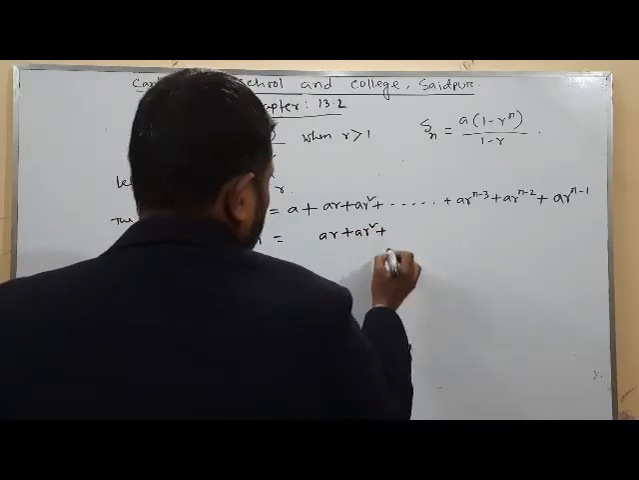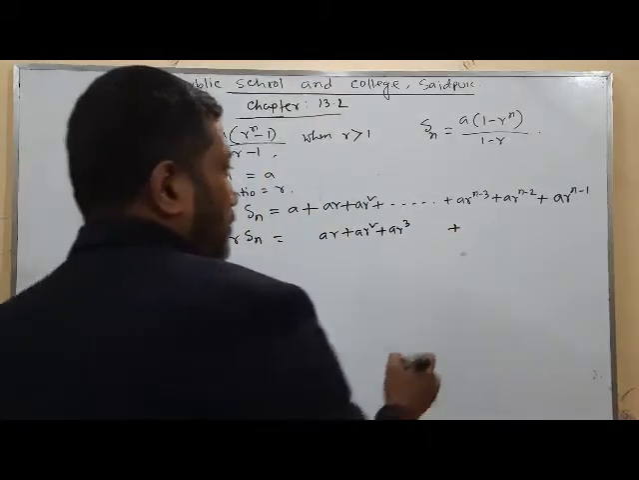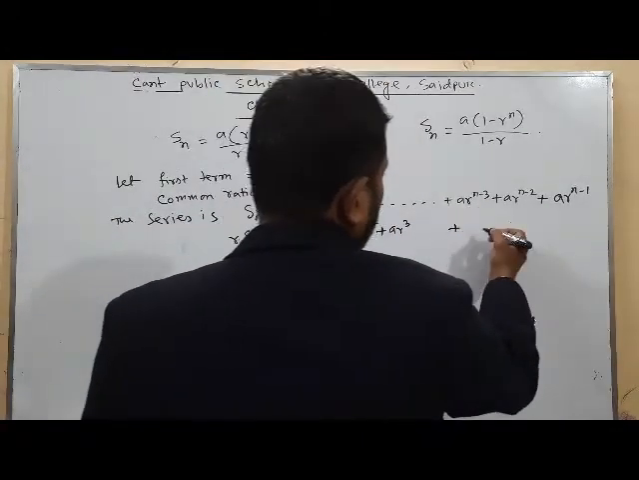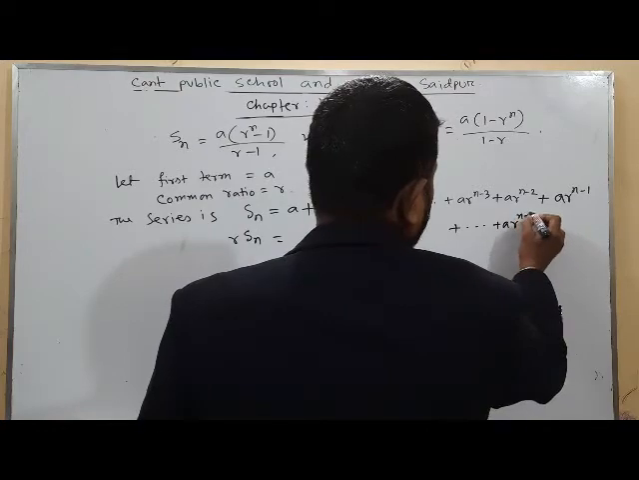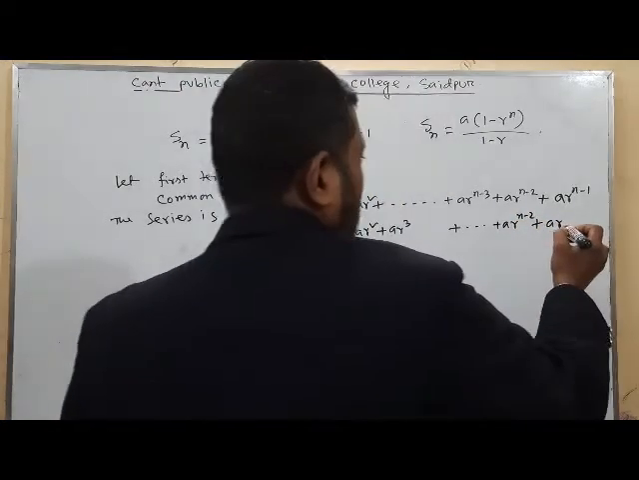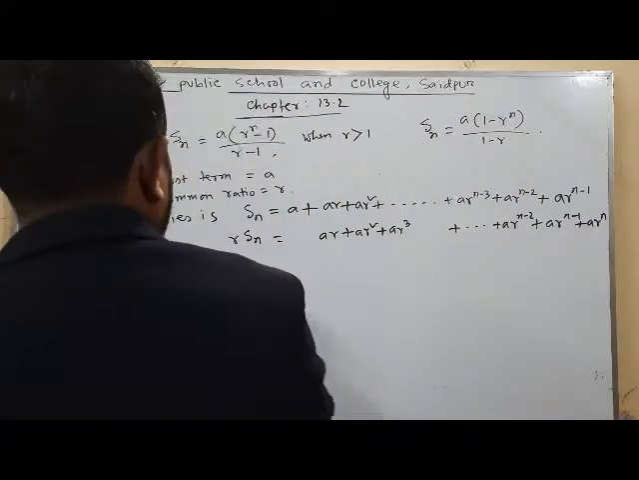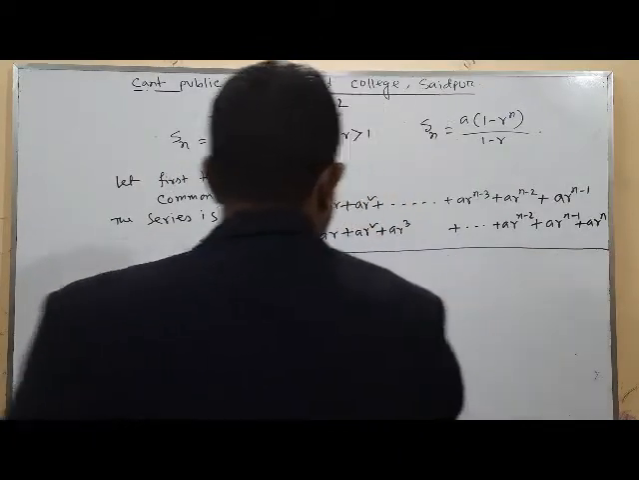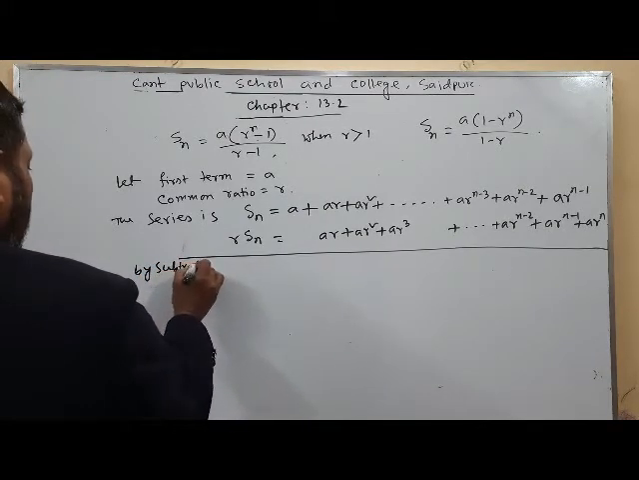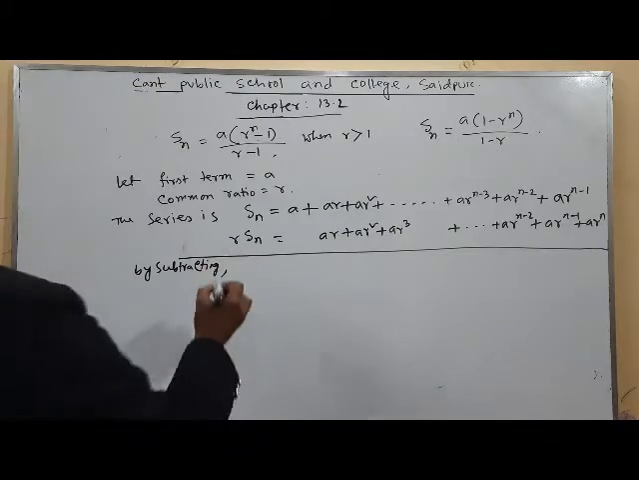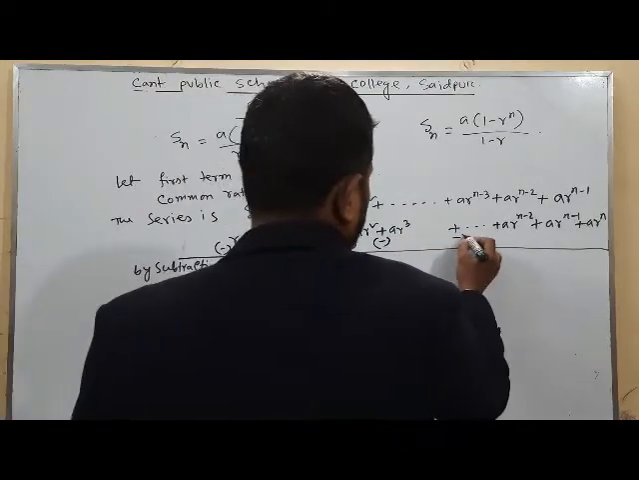ar square, ar cube. If we multiply by r, then we get here ar to the power n minus 2, here ar to the power n minus 1. The last term will be ar to the power n. By subtracting, we get minus, and here this also minus.